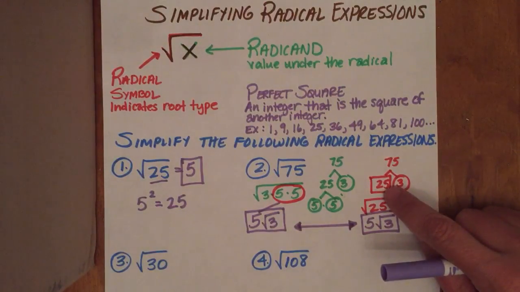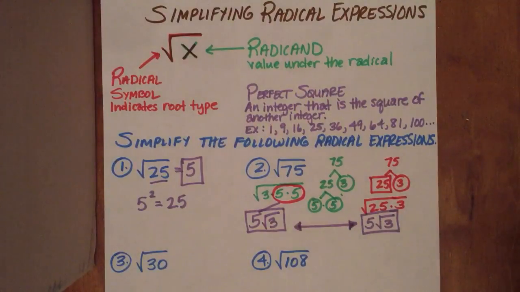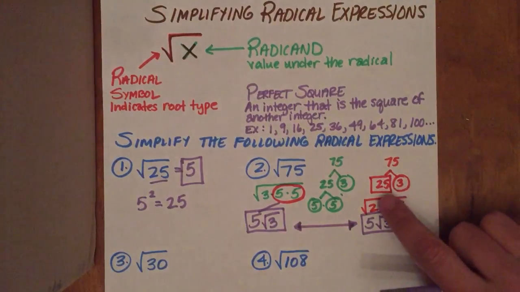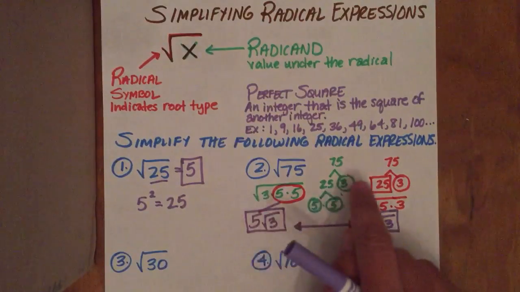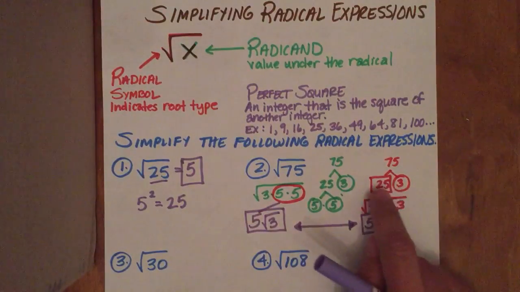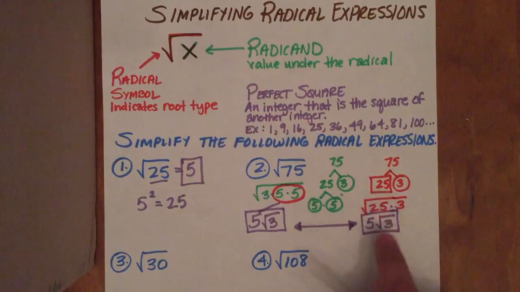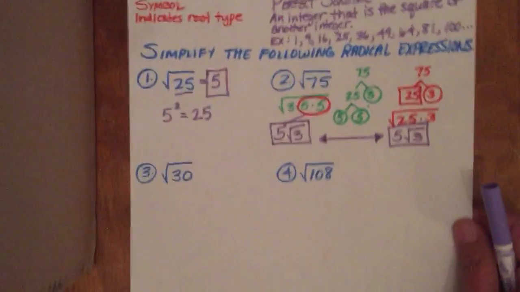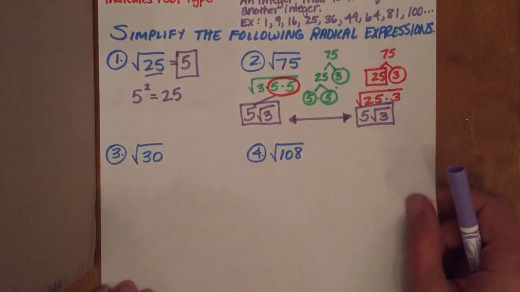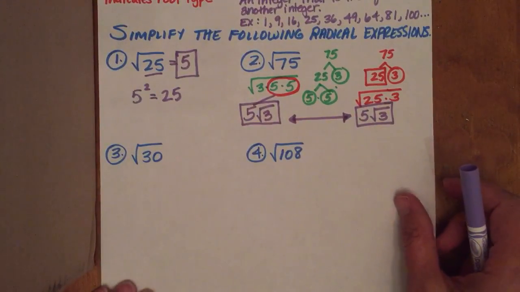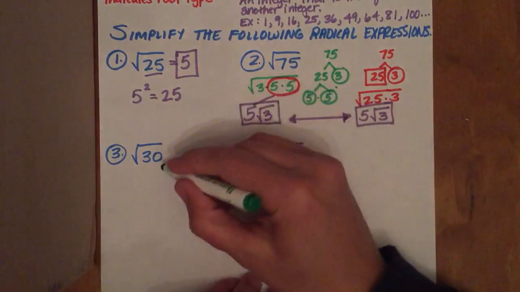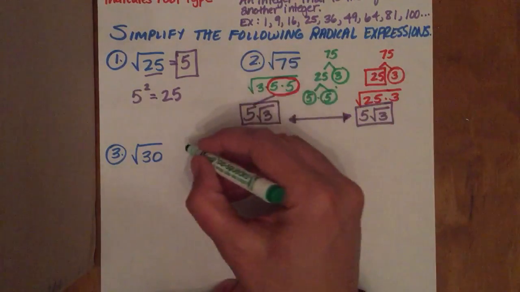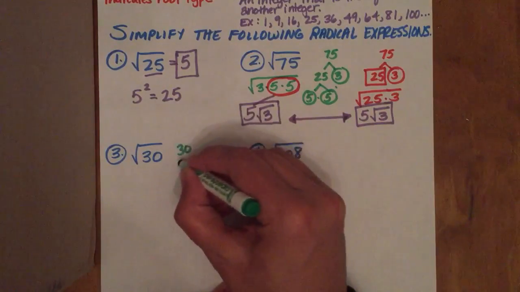Sometimes when we do prime factorization, we don't always put ourselves in a situation where we have a perfect square. So you would definitely need to know how to do this. But if you're good enough at finding those perfect squares, this would work too. So let's move on and look at the next one, which is the square root of 30. I'm going to do the same thing. 30 is not a perfect square, so I'm going to actually take it and do my factor tree.